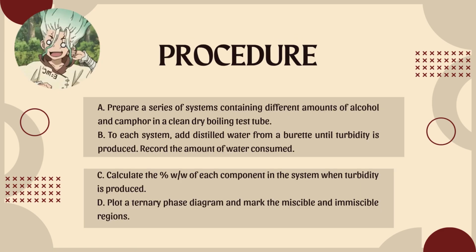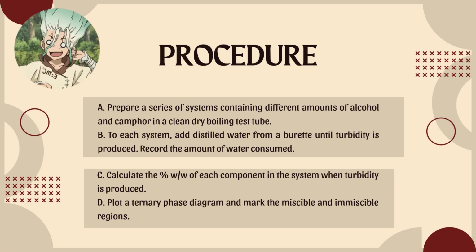For the procedures, prepare a series of systems containing different amounts of alcohol and camphor in a clean, dry boiling test tube, in our case, test tubes. And take note, we made systems containing different amounts of alcohol, camphor, and water. Then, to each system, add distilled water from a burette until turbidity is produced. Record the amount of water consumed.